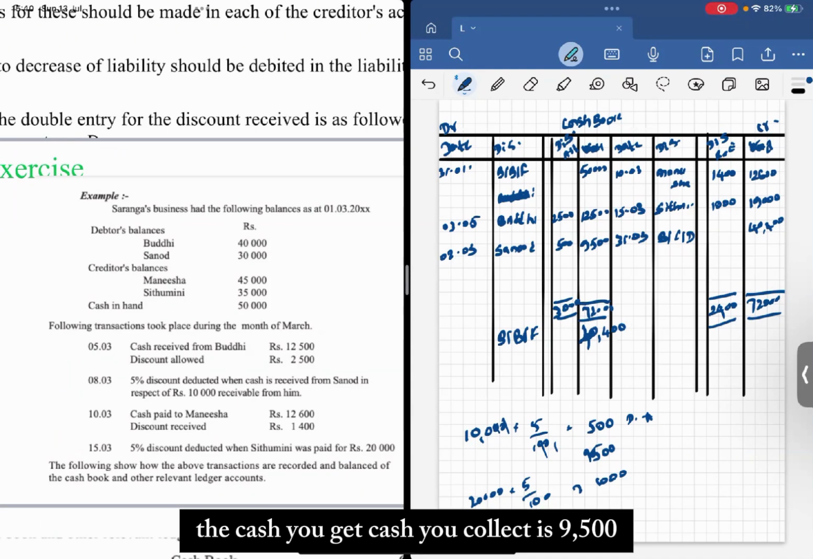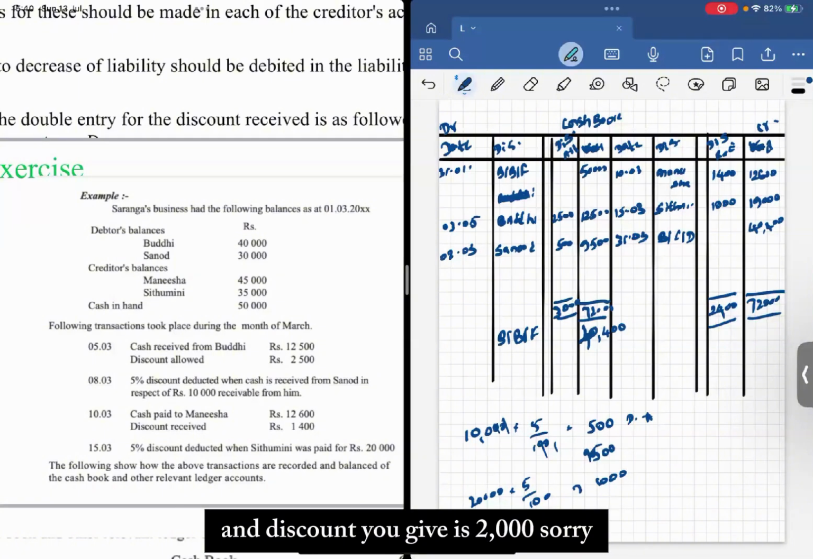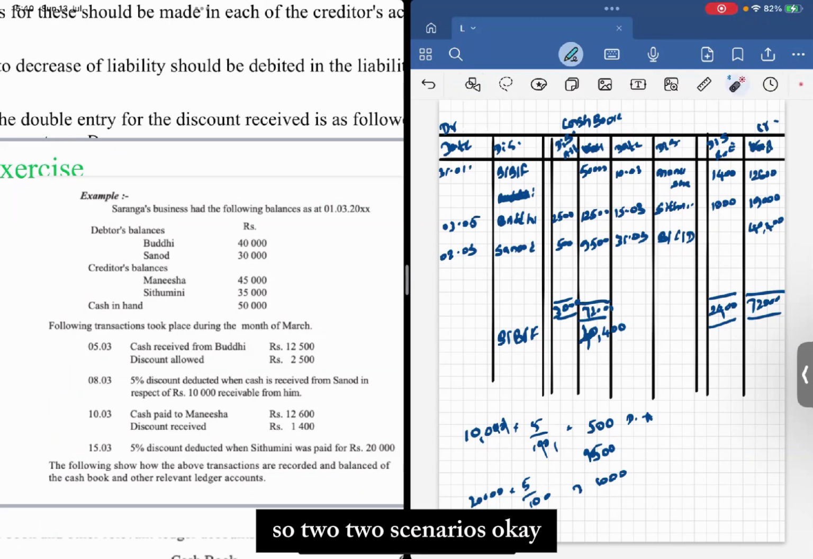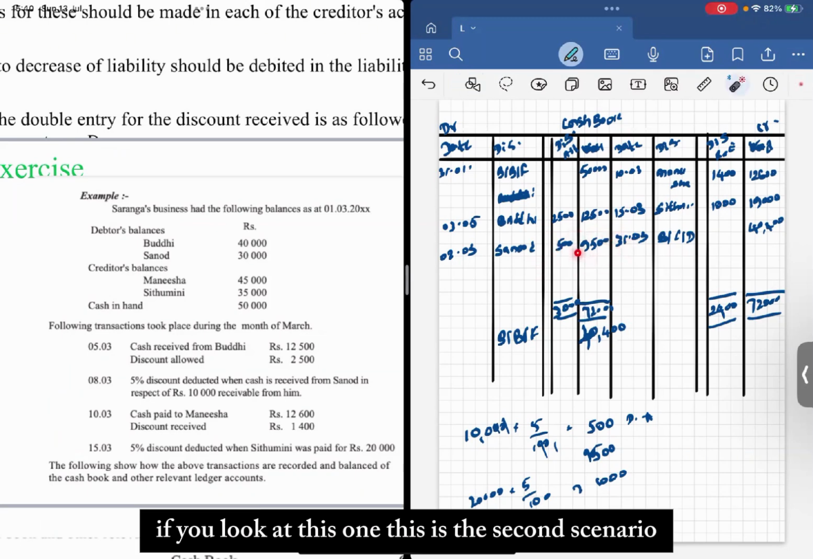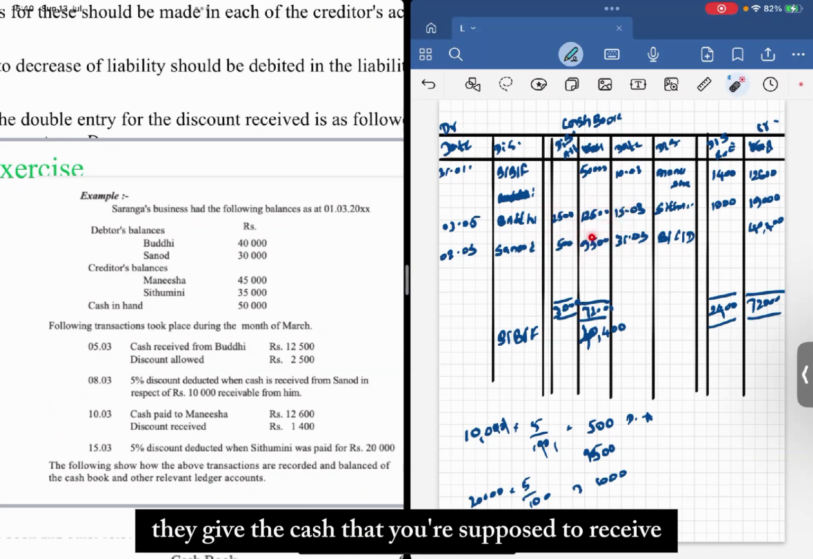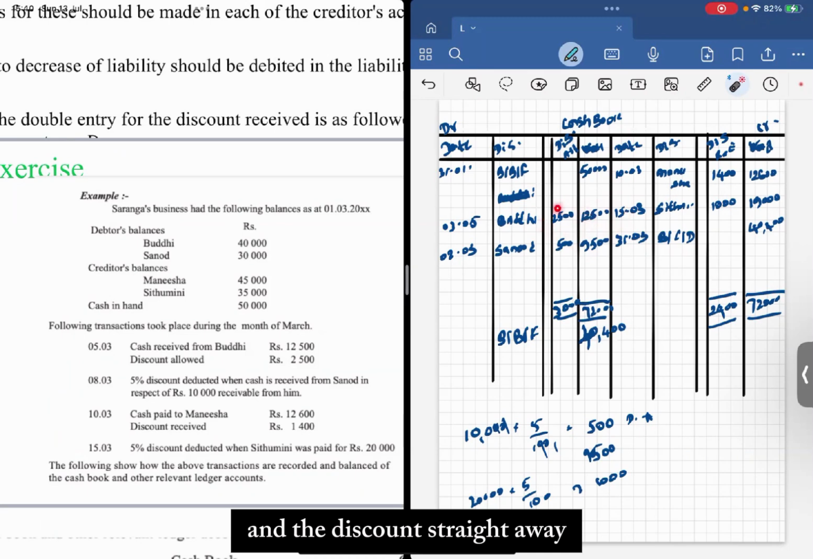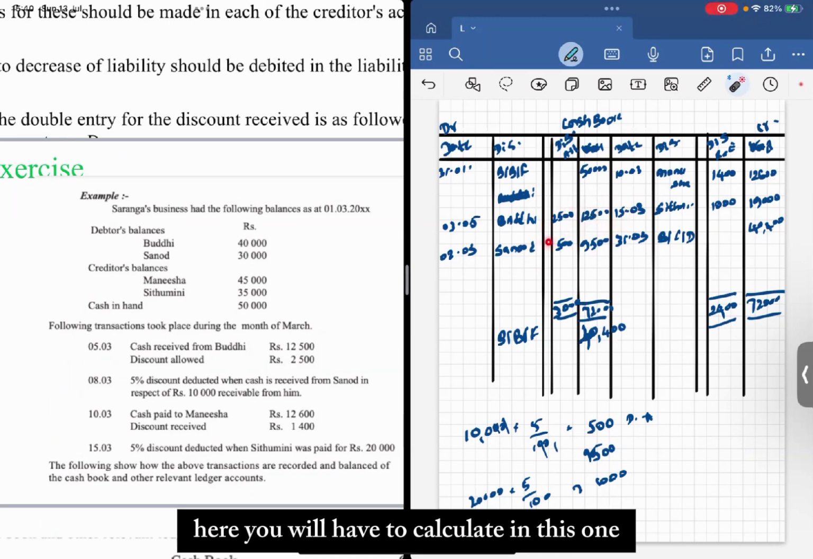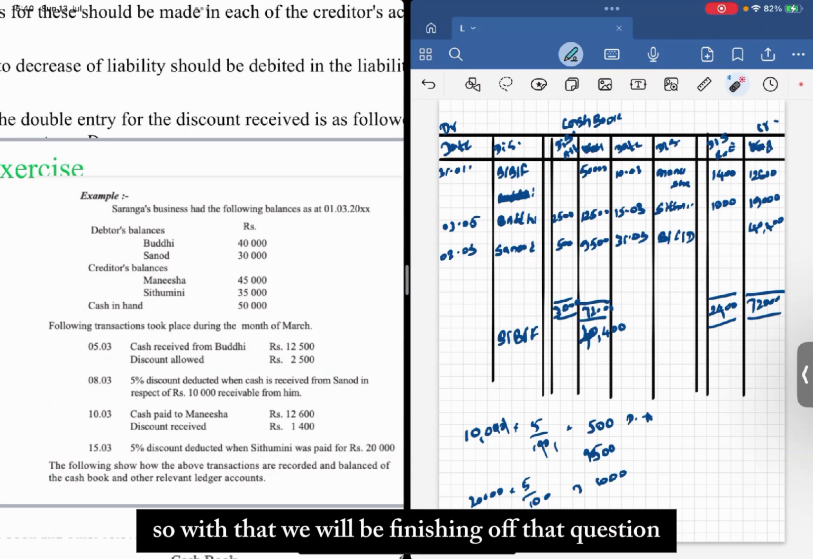The cash you collect is 9,500 and the discount you give is, sorry, just 500. Okay. So two scenarios. If you look at this one, this is the second scenario. This is the first scenario. So there they give the cash that you're supposed to receive and the discount straight away. Here you will have to calculate. In this one, you will have to calculate. So those are the two scenarios. Okay. So with that, we will be finishing off that question and we will be moving on to the next question.